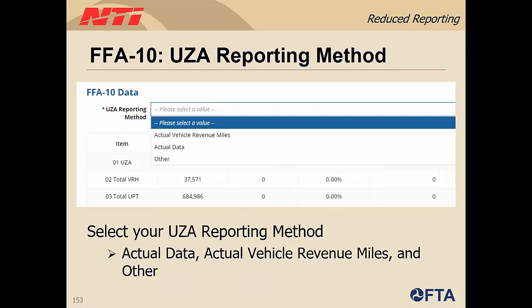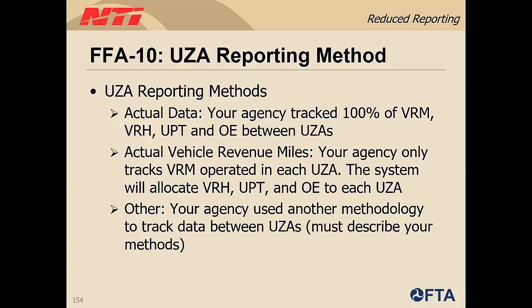You will first select the UZA reporting method. There are three options: actual data, actual vehicle revenue miles, or other. For actual data, this means your agency tracks 100% of VRH, VRM, UPT, and OE between all the UZAs that you serve. Actual vehicle revenue miles means that your agency only tracks VRM operated in each UZA.